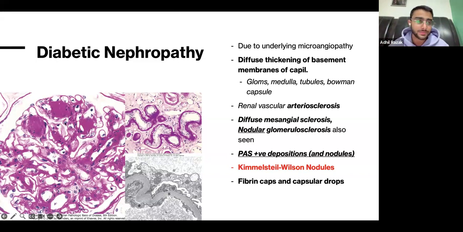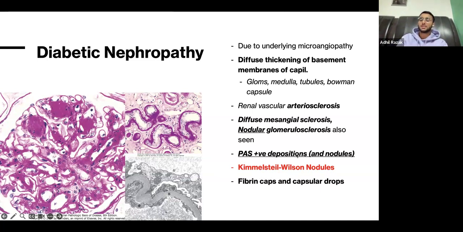You see these tiny nodules, and you've got to look out for them. Here it looks red, pinkish. It could be lighter in other images, so just be aware of that. These are the Kimmelstiel-Wilson nodules, very, very characteristic for diabetic nephropathy. And these are also PAS positive.